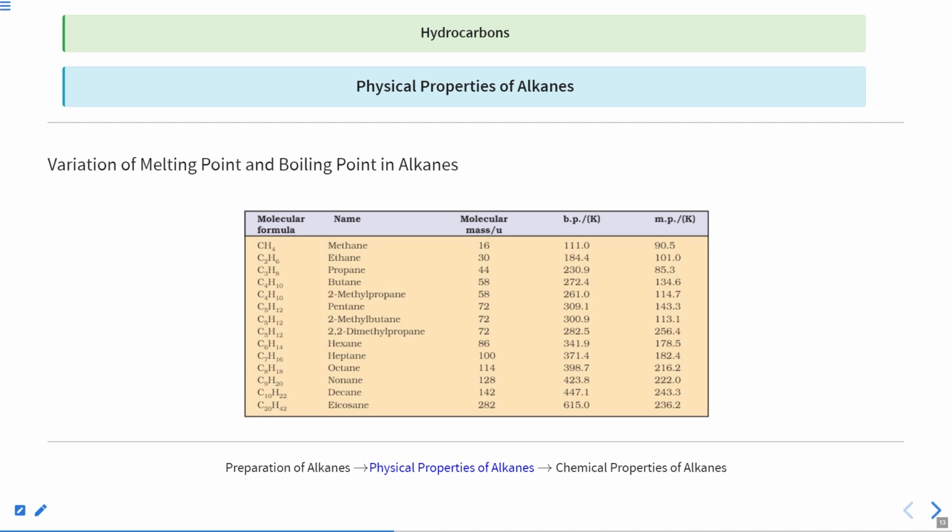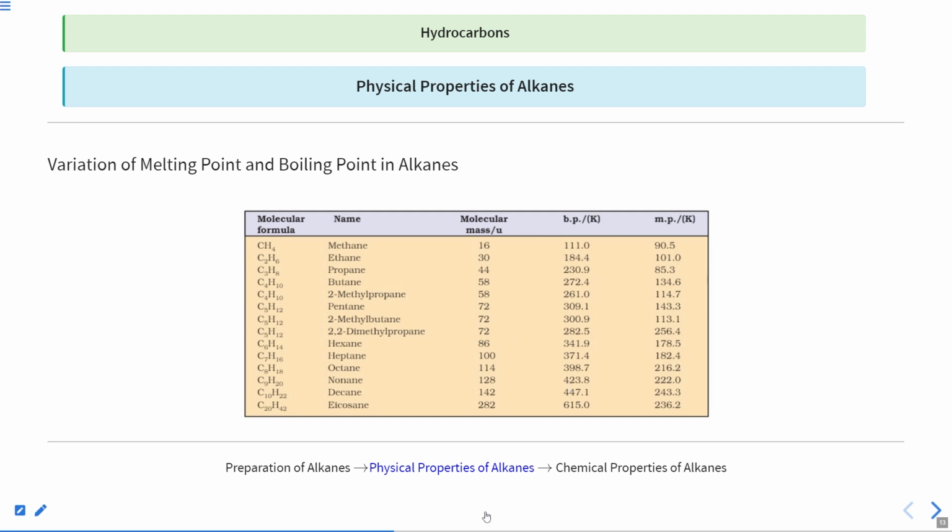Next, here's a table that will make clear how this van der Waals force is varying. With the help of boiling point and melting point, you can clearly see it. As the molecular mass increases from methane, ethane, propane, butane to nonane, decane, icosane, the boiling point is also increasing. So we have 111 Kelvin, 184 Kelvin, 230 Kelvin, 272 Kelvin, going up to 423 Kelvin, 447 Kelvin, 615 Kelvin. Okay, so this is very, very important, right?